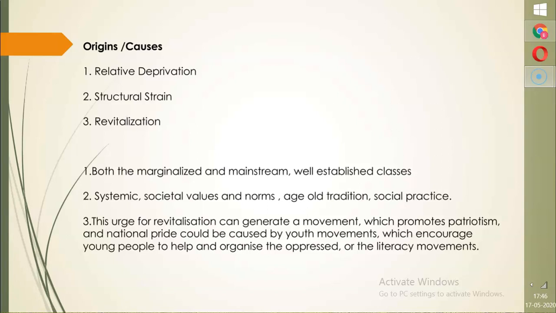And you will have to go into the text. You will have to look over the text. If you want to go deep into the subject, if you want to go deep into the origins, then you'll have to consult the textbooks. But these are the main points so far as origins and causes of social movements are concerned.